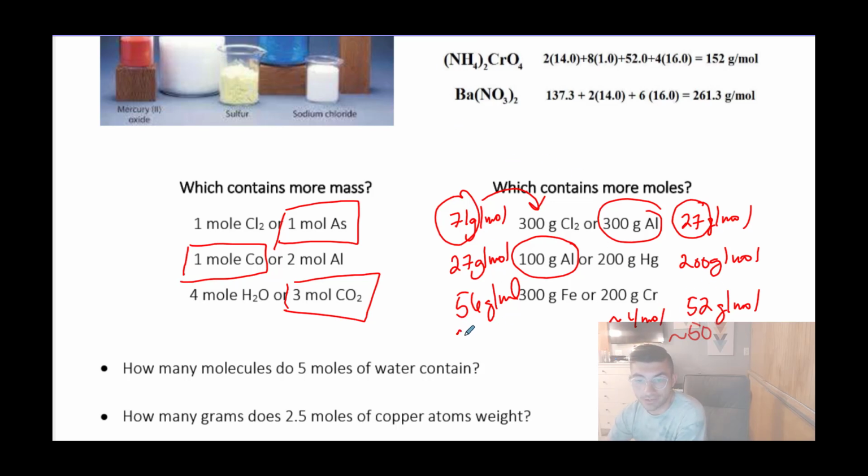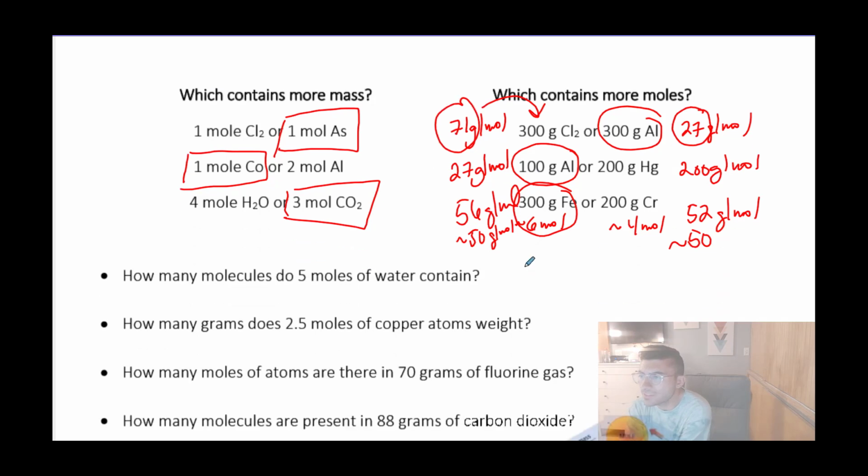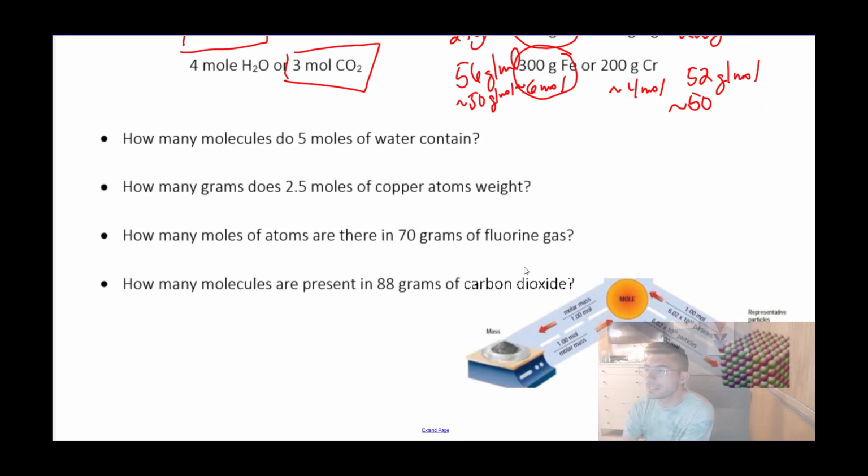300 grams of iron, even if we estimated this molar mass to be about 50 grams per mole, that can go into here about 6 times. So that's about 6 moles of iron that exist in that sample. So there's more moles in 300 grams of iron than in 200 grams of chromium. The last thing we looked at was formally setting up mole conversions.